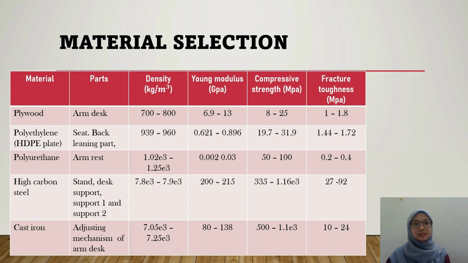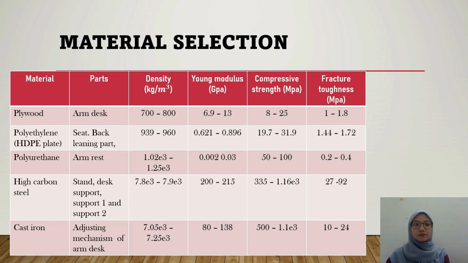For the seat and back leaning part, we use the same material. It is a plastic type called polyethylene. Polyethylene has good strength and this category of plastic can also be recycled into other products. We also use plastic for the armrest, but we use the polyurethane type.